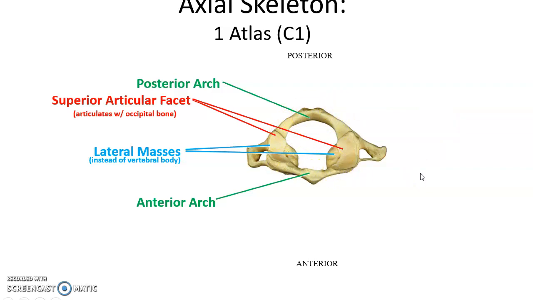There is no body. Instead, it has right and left lateral masses. And then on the top of the lateral masses are smooth areas called the superior articular facets that would articulate with the occipital bone.